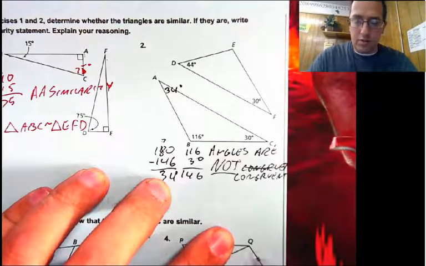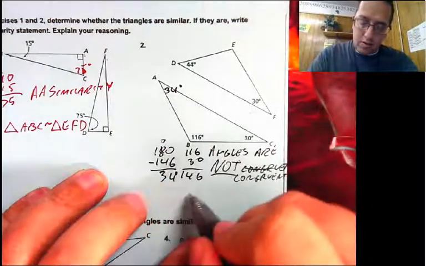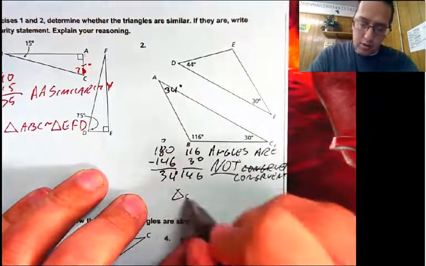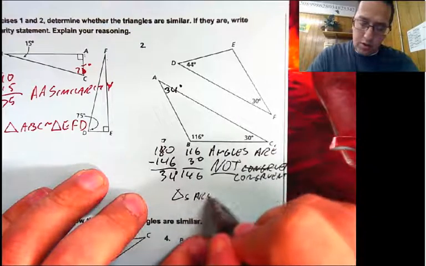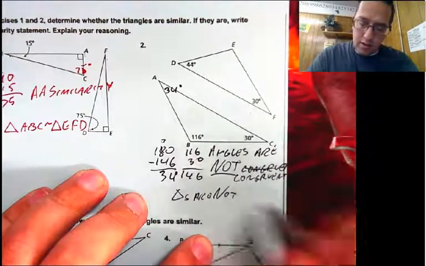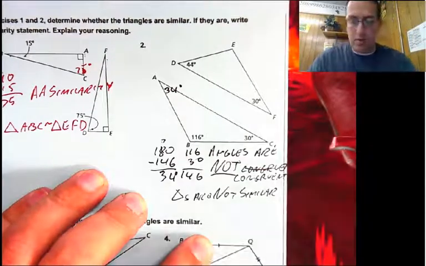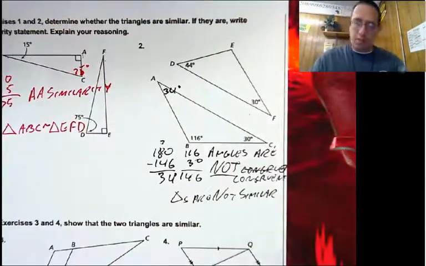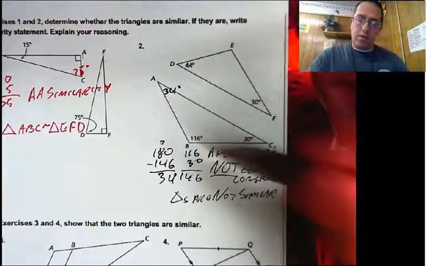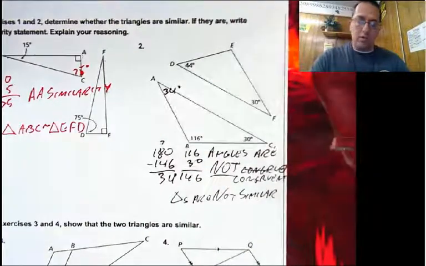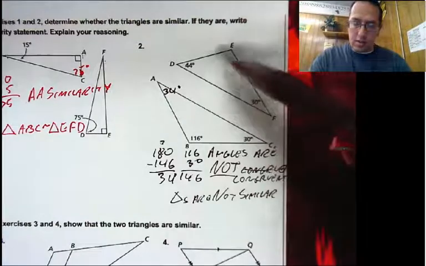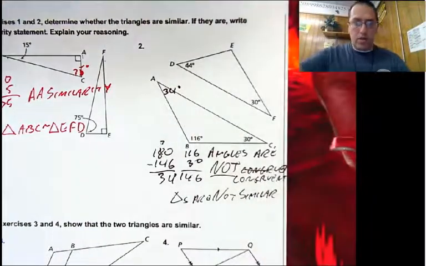Angles are not congruent, so the triangles are not similar. Triangles are not similar. No. All right. You've got to have two angles congruent, and I've only got one, because it doesn't matter what that other angle is, it's not going to match up with those.